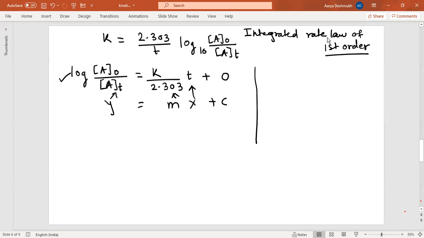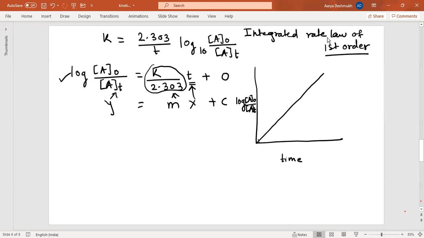So if you plot the graph for this, what should be taken on the x-axis? That is time. And on the y-axis, that is log a0 by a. Okay. Now if you plot the graph for this, you'll get such a graph like this. And the slope for this is this. M means the slope of the graph. So for this particular graph, slope will be equal to k divided by 2.303.